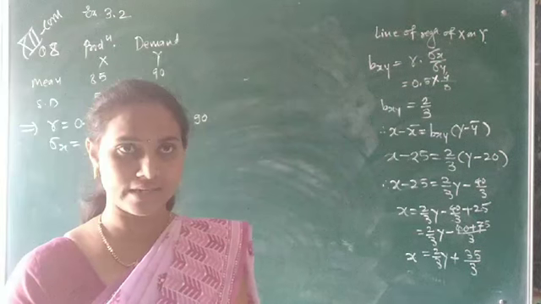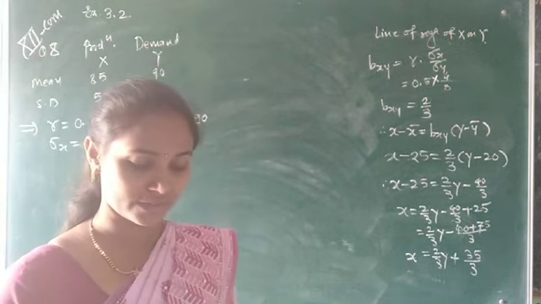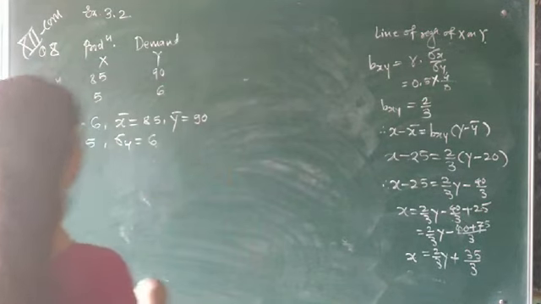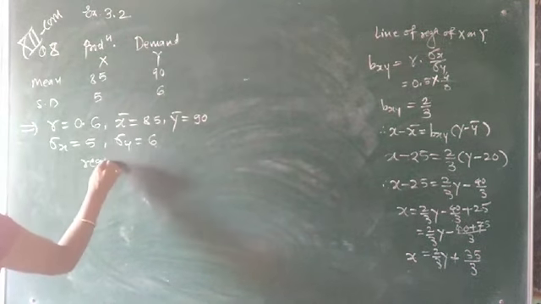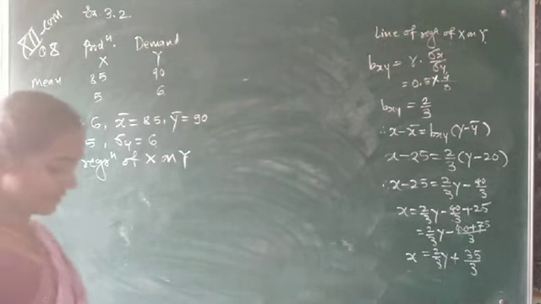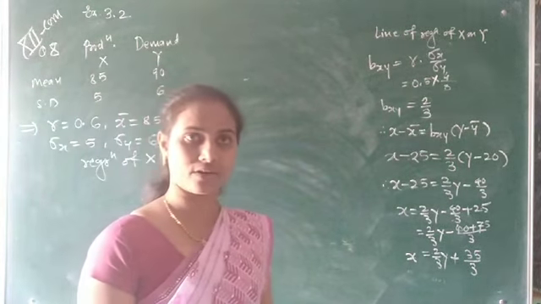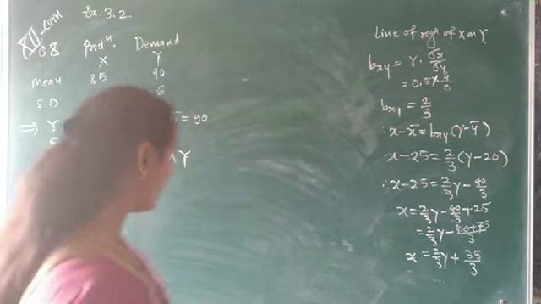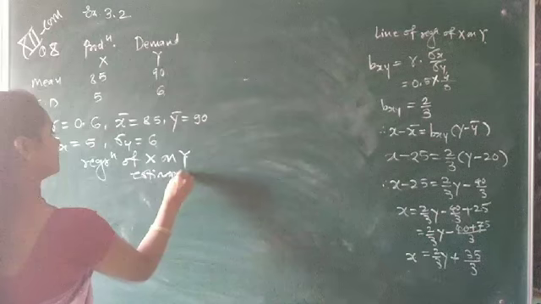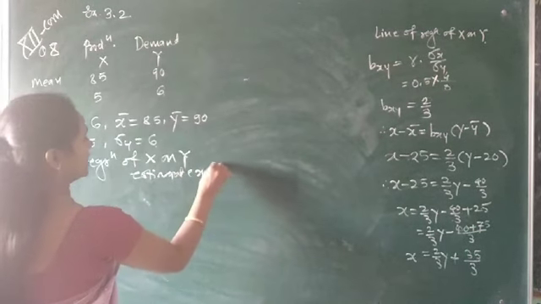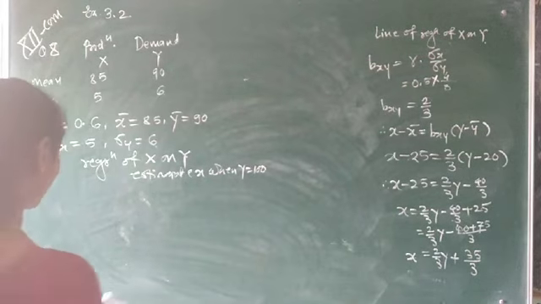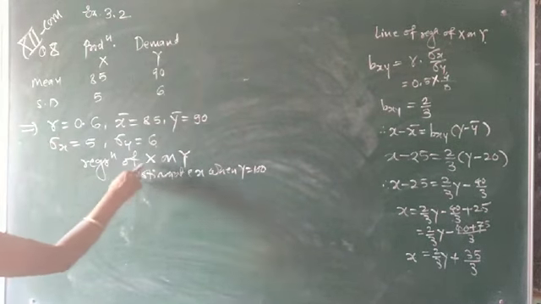That means we have to find x when the value of y is 100. That means we have to find the line of regression of x on y. Regression of x on y. Estimate the production. What is production? That is called x and the demand is said to be 100. So estimate x when y equals 100. Demand is 100. So first we simply find bxy.